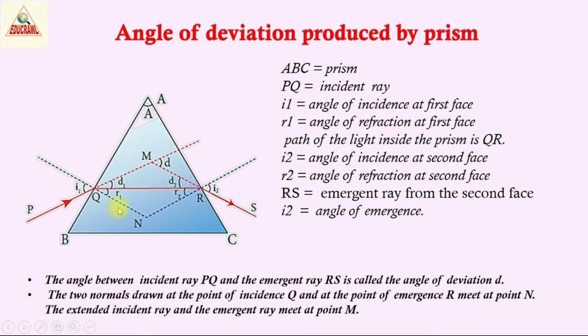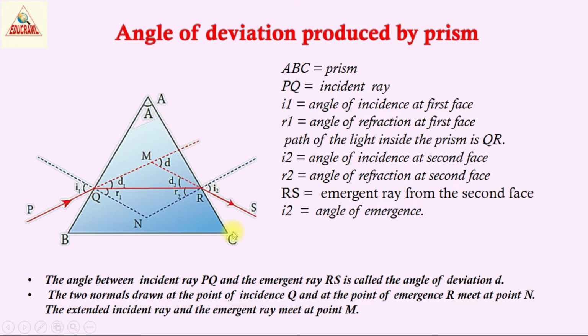The dotted line represents the normal and here I1, which is the angle between the incident ray and the normal, is called as the angle of incidence at the first phase. Similarly R1 is the angle between the refracted ray and the normal. This is the angle of refraction at the first phase and the path of the light inside the prism is QR. Now the same light ray passes through the next surface AC.